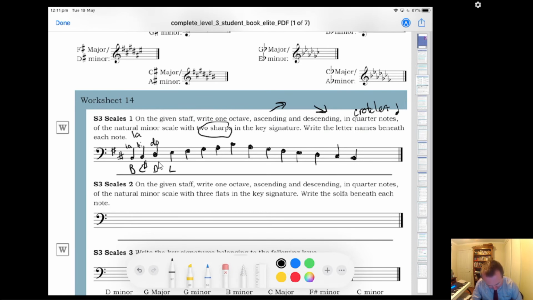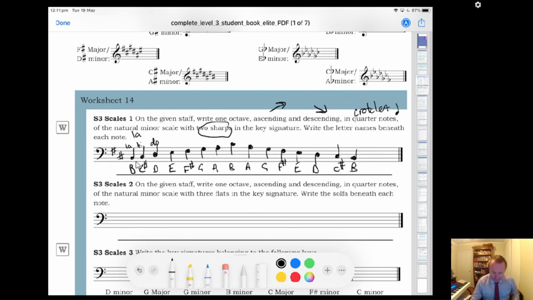D, E, F. Is F affected? Yes, F sharp. It is affected by the key signature. G, A, B. And back down. A, G. That G was a bit dodgy. F sharp, E, D, C sharp, and B. We have just written a B natural minor scale, which is related to D major. We say it's related because it shares the same key signature of F sharp and C sharp.